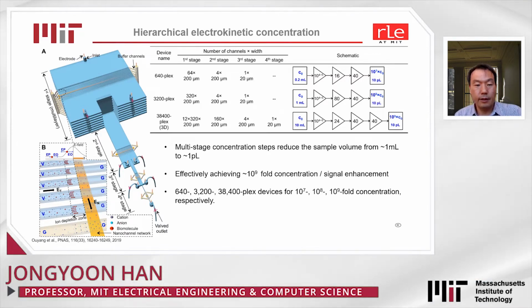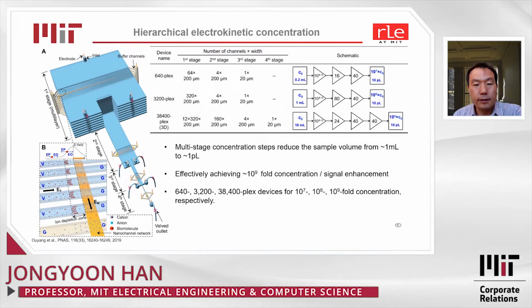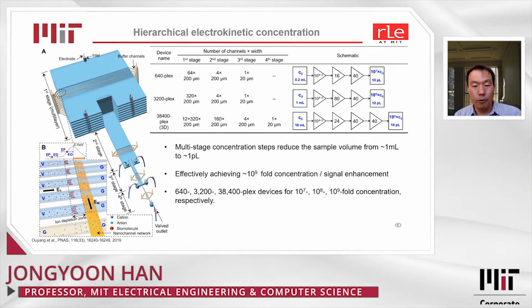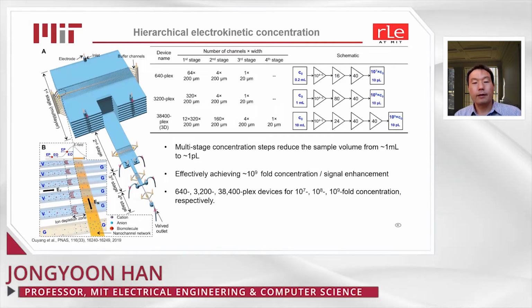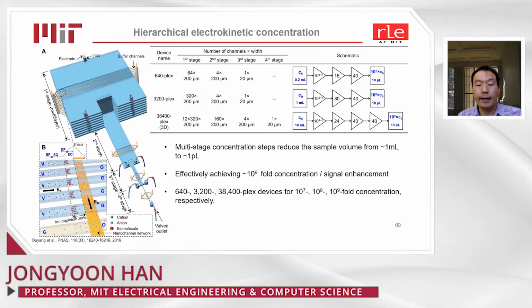In this implementation, we have 4 stages. And what it does is that as you go through each stage, you take a larger volume starting from milliliter and then reduce the sample volume without losing them into smaller and smaller volume until we reach something like a picoliter range. And if you do the math, that is effectively achieving almost a billion-fold concentration. And that would lead to almost a billion-fold signal enhancement.